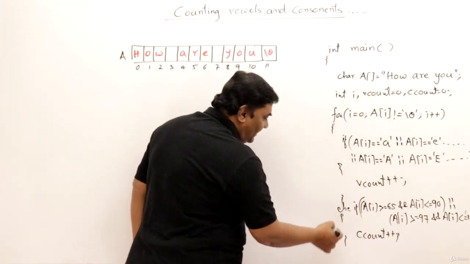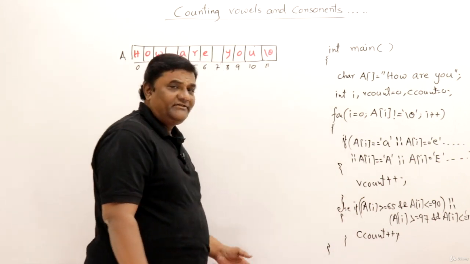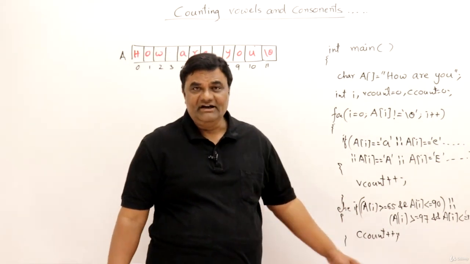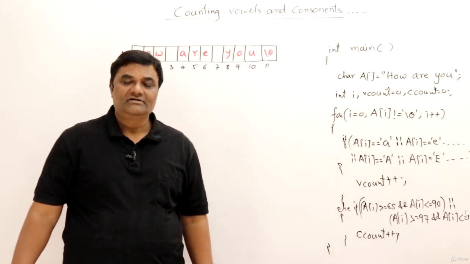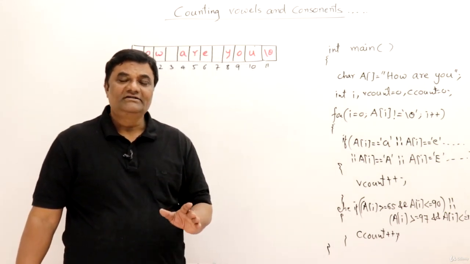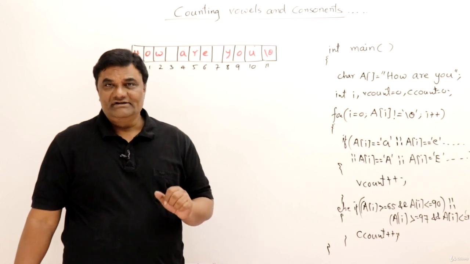Then after the end of the for loop, you know very well that you have to print the value of that is vowel counter and consonant counter. So this is how you can count vowels and consonants.